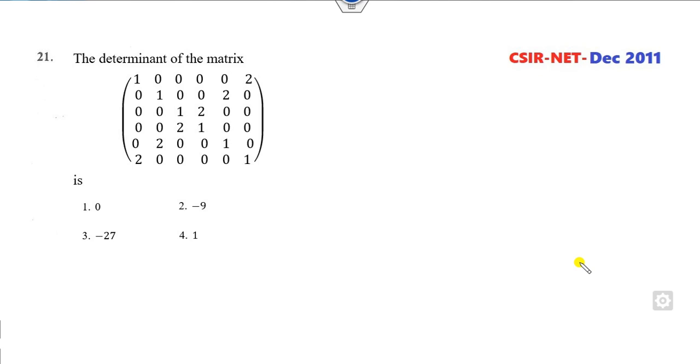This is the question from December 2011. So clearly, this is my 6x6 matrix. It is very difficult if you try to expand this matrix; it will take a minimum of 5 minutes in the examination.